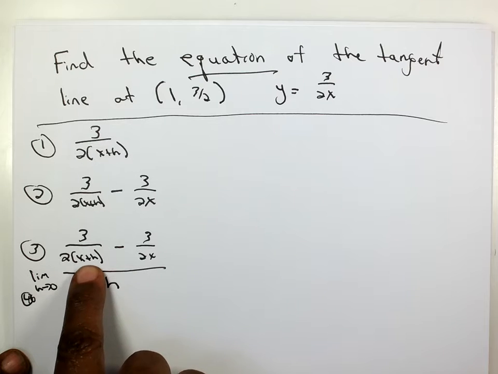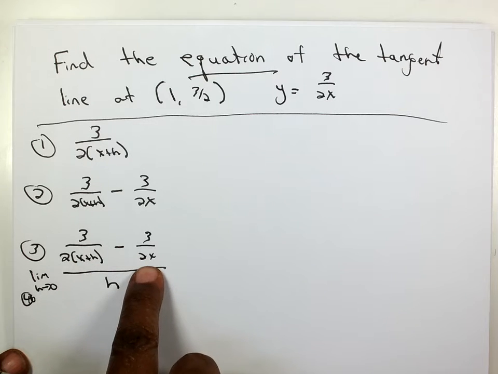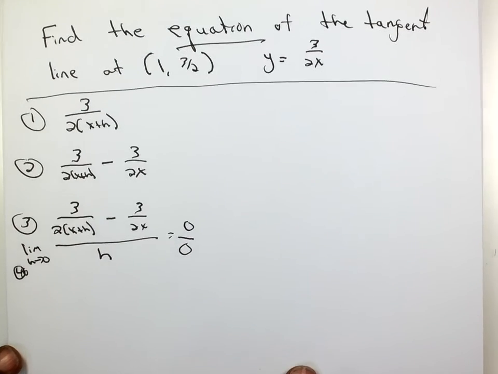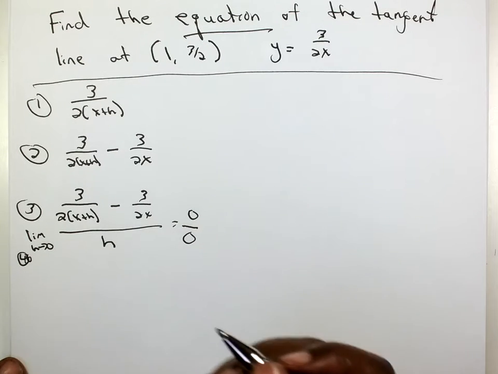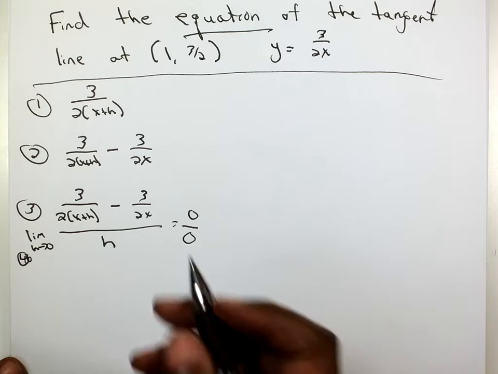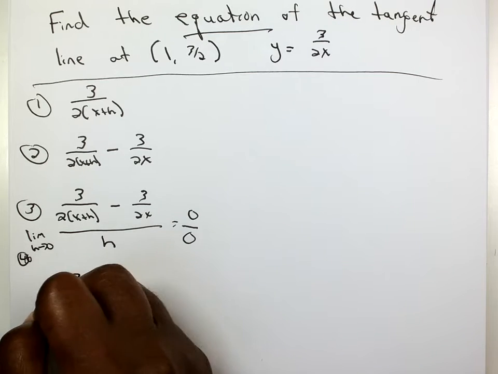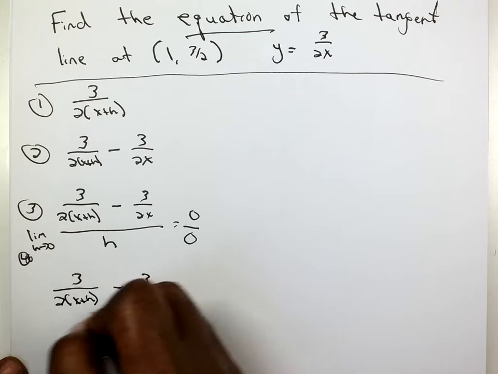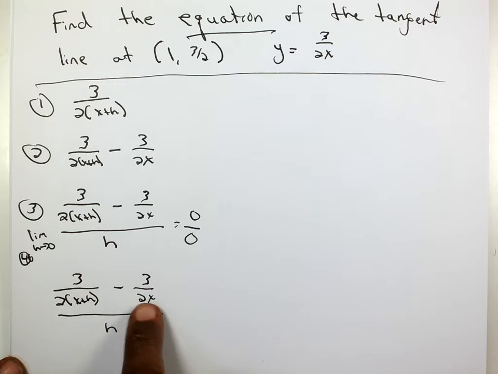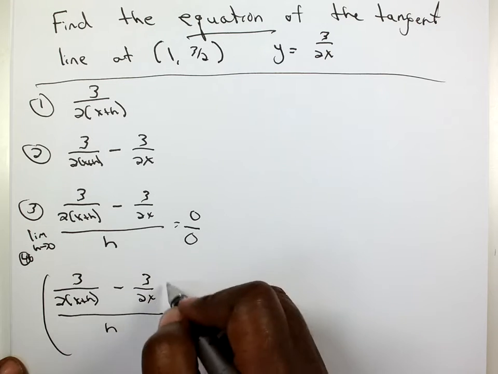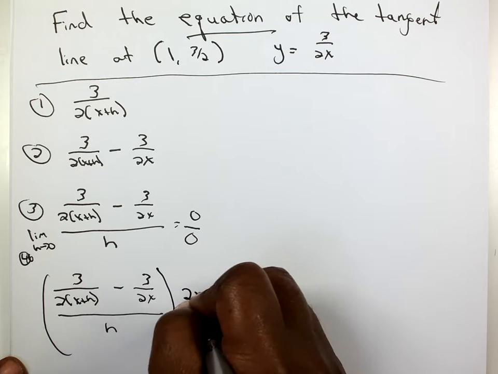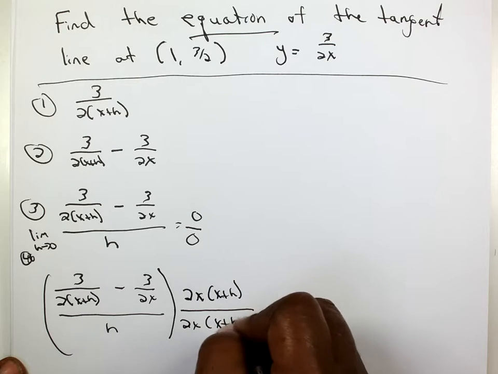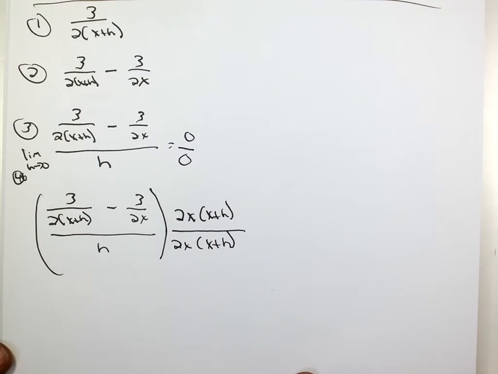So if h goes to 0, I get 3 over 2x minus 3 over 2x, which is 0. And then I get a 0 on the bottom. So I'm in indeterminate form. I'm going to have to algebraically do something so I can get it out of that form. So I'm going to multiply through by the least common denominator of each individual term. So I have a 2x and I have a 2 times (x plus h). So my LCD is going to be 2x(x + h). And I have to multiply that on both the top and the bottom.